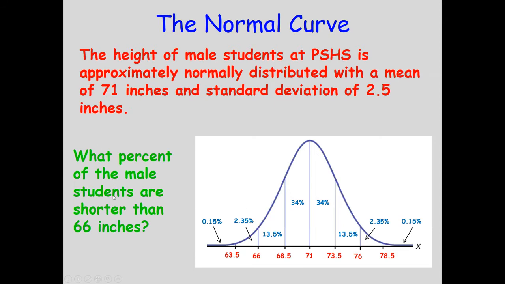And then you might be asked a question like this using the empirical rule. What percent of the male students are shorter than 66 inches? So you'd find 66 inches right here. And then you could just add these two areas together, and it turns out approximately 2.5%. 2.5% of male students are less than 66 inches.